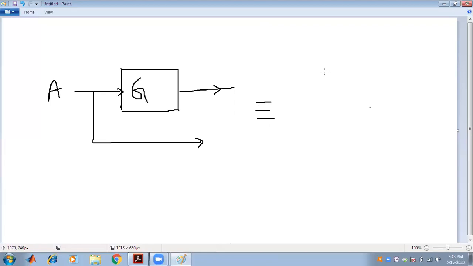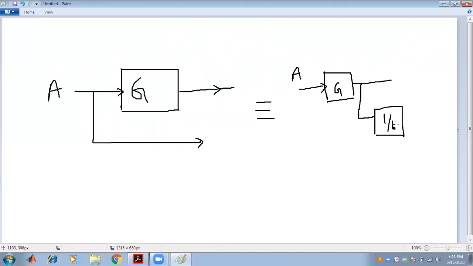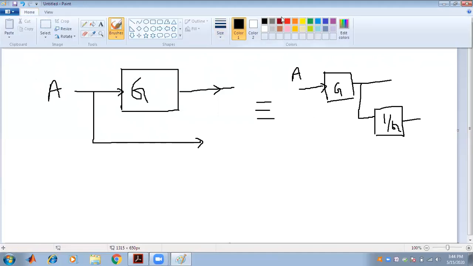Right, this one is equivalent to this one. In all the block reduction techniques, the case is vice versa. The second one can also be converted into the first one for all the cases. So why is this first block equivalent to the second block? This second block can also be converted to the first one. Let's look at it.